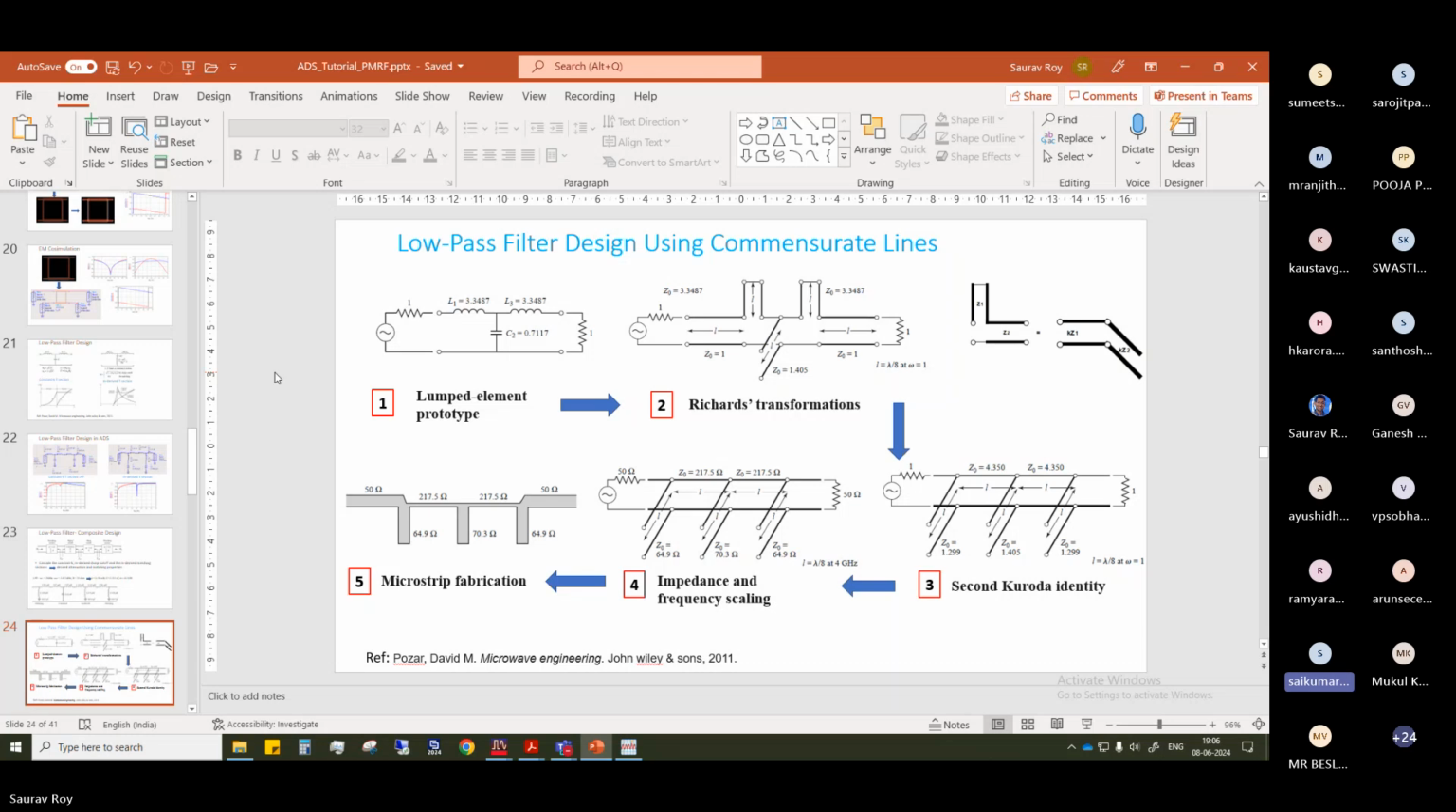I'm just asking, for the power divider you are using lambda by 4, and here we are using lambda by 8, so I got that the theories are different. No, the theories are different. There is no relation with the power divider here. Okay.